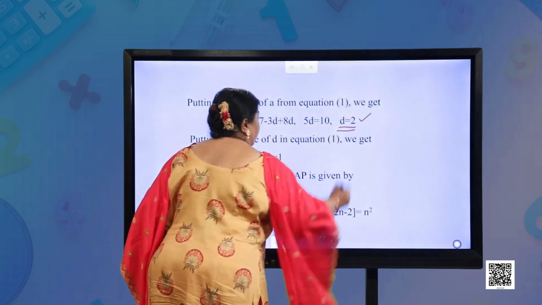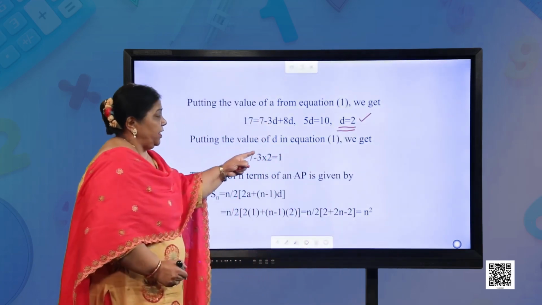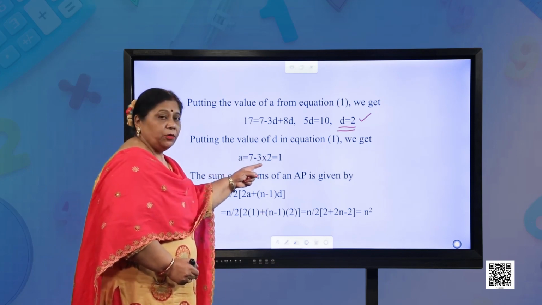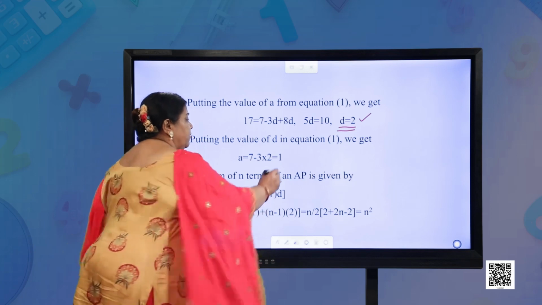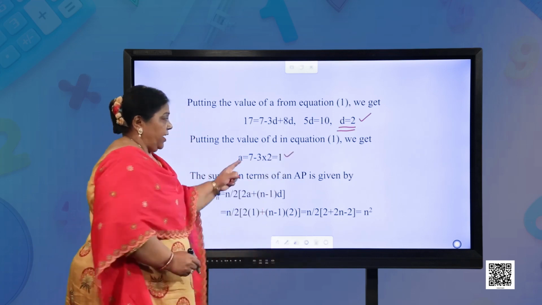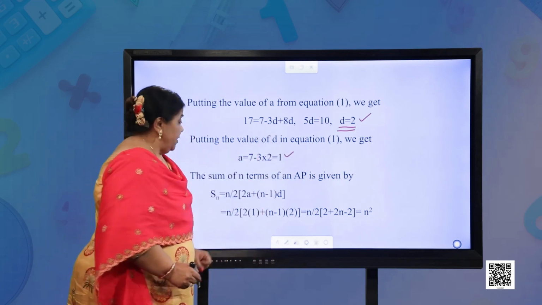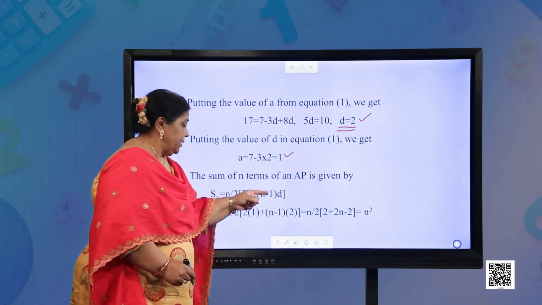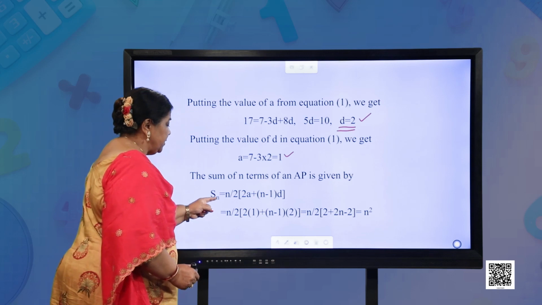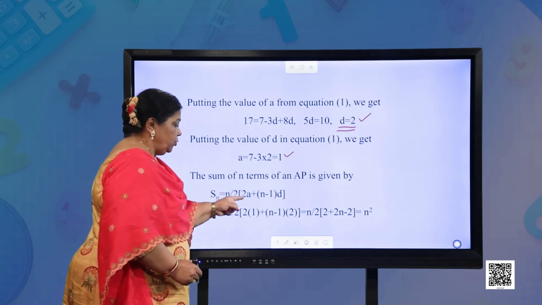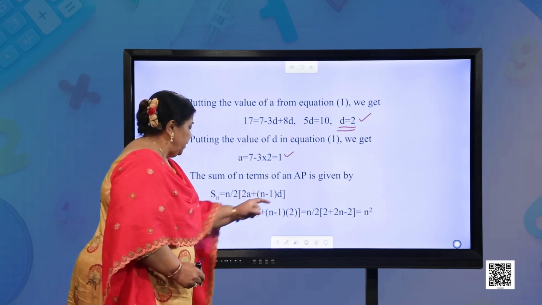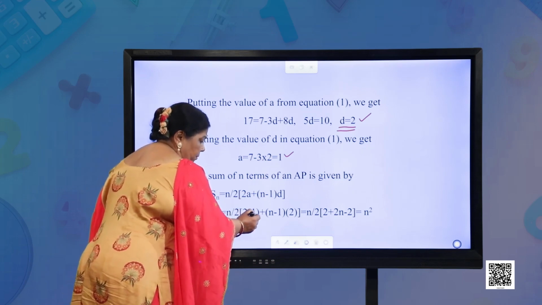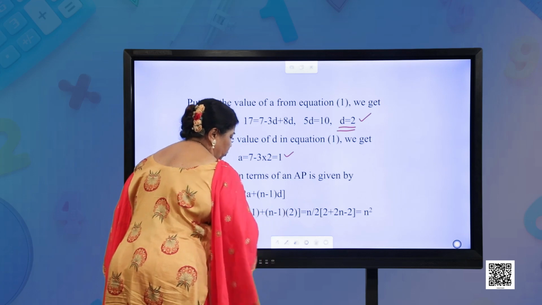Putting the value of d in equation 1, we get a is equal to 7 minus 3 into 2, which is 6, and 7 minus 6 is 1. So, we get the value of a, we know the value of d. Now, the sum of the first n terms of the AP can be calculated. What is Sn? Sn is equal to n upon 2 into (2a plus (n minus 1) into d). So, n upon 2 into (2 into 1 plus (n minus 1) into 2).